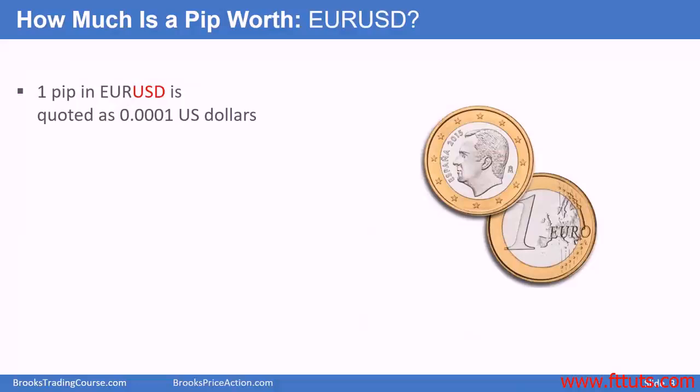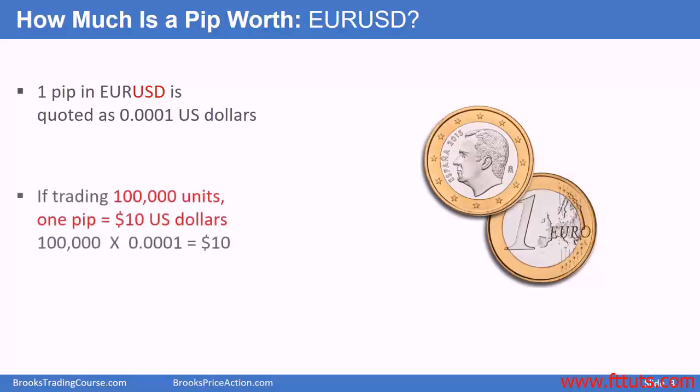Okay, let's talk about the euro versus the dollar. And one pip in the euro versus dollar pair is quoted as 0.0001 US dollars. If you're trading 100,000 units, then one pip is 100,000 times that, or $10. Because the US dollar is the second name in the pair, the quote is in dollars, and your profit or loss is in dollars as well.